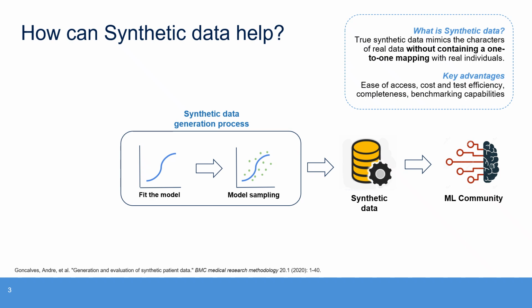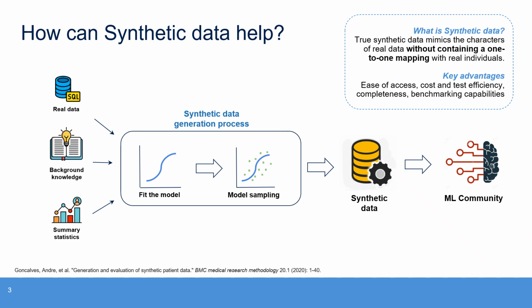But how is synthetic data actually made? Here we're talking about tabular synthetic data, so rows and columns, like a spreadsheet. A model learns relationships in the real data, for example, how age is related to blood pressure, and then generates new records that follow the same patterns. This model can be informed by a variety of inputs, either on their own or in combination. And this could be expert knowledge, summary statistics, but most commonly it is trained on a real dataset that contains individual level information.